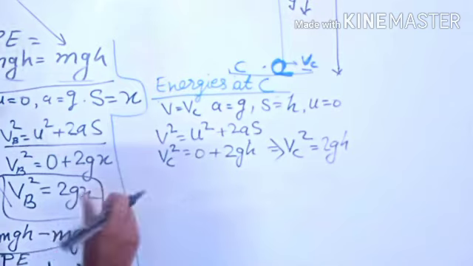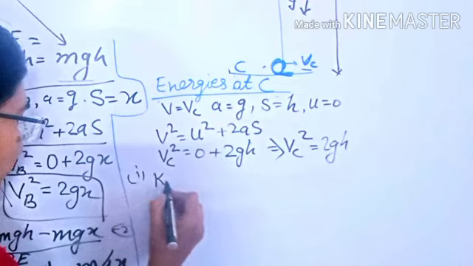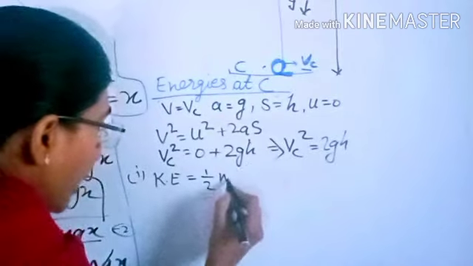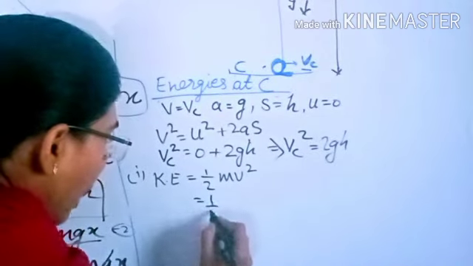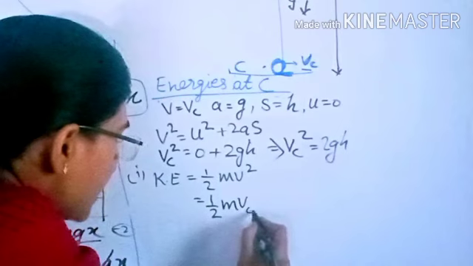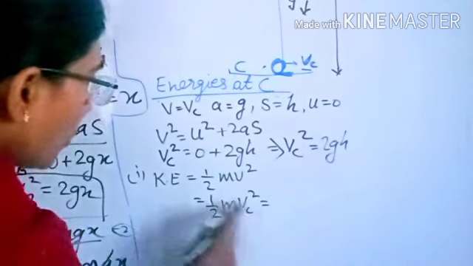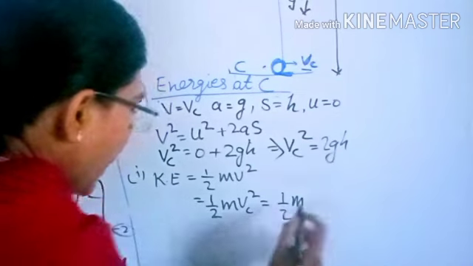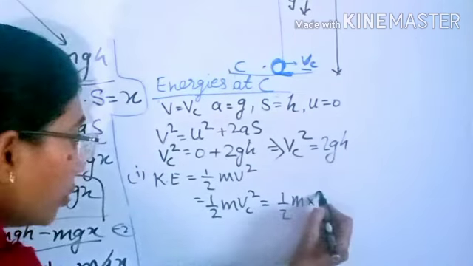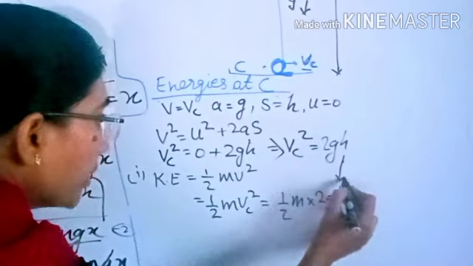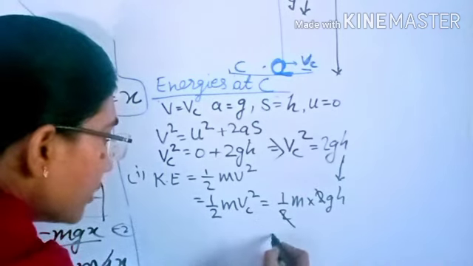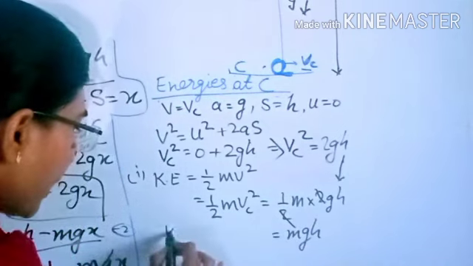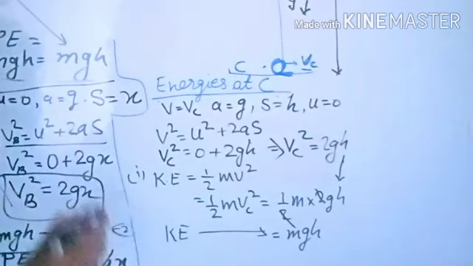2gh. Now we will find out the kinetic energy. Kinetic energy is half mv square. So here half m vc square, and vc square is equal to 2gh. So half m into 2gh. So 2 and 2 get cancelled. This is equal to mgh. Kinetic energy is equal to mgh at point C.